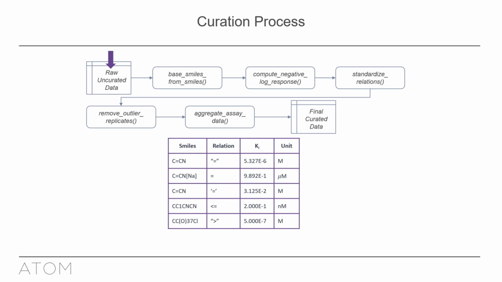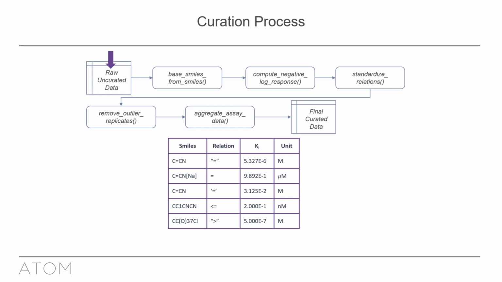AMPL provides 5 custom functions to make cleaning your chemical data as easy as possible. These will allow us to take a raw dataset, standardize its SMILES, standardize our output values, remove our outliers, and combine multiple values for the same compound. Let's take an example here where we have our raw, uncurated data comprised of chemical structure strings called SMILES.